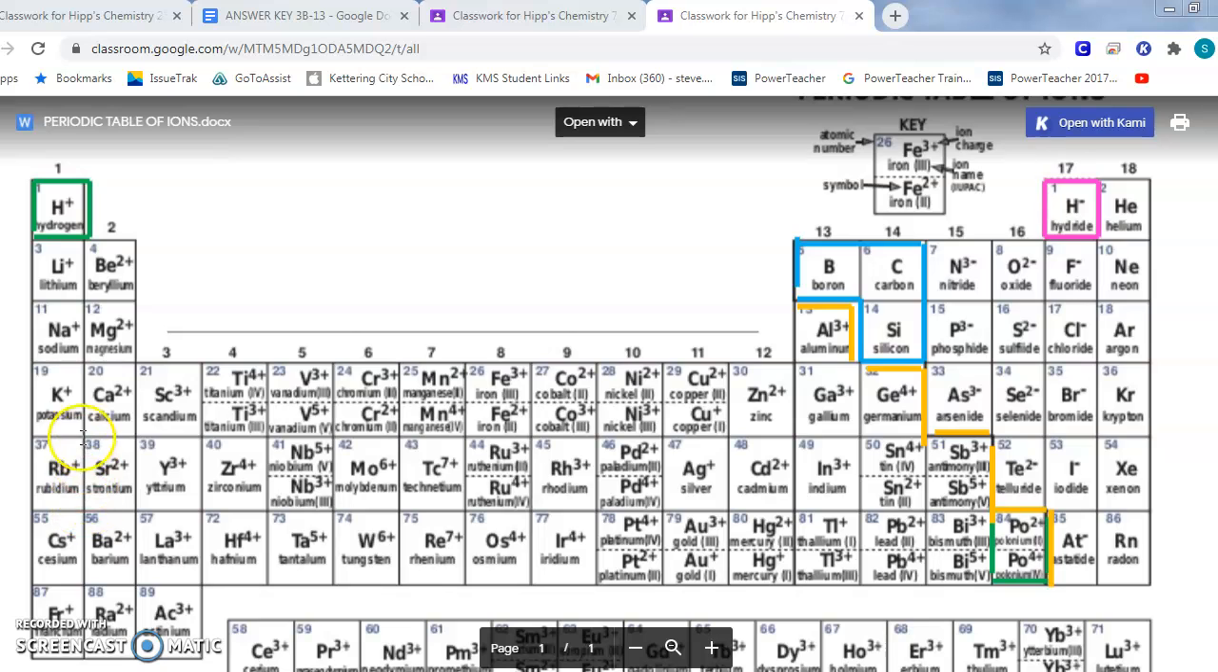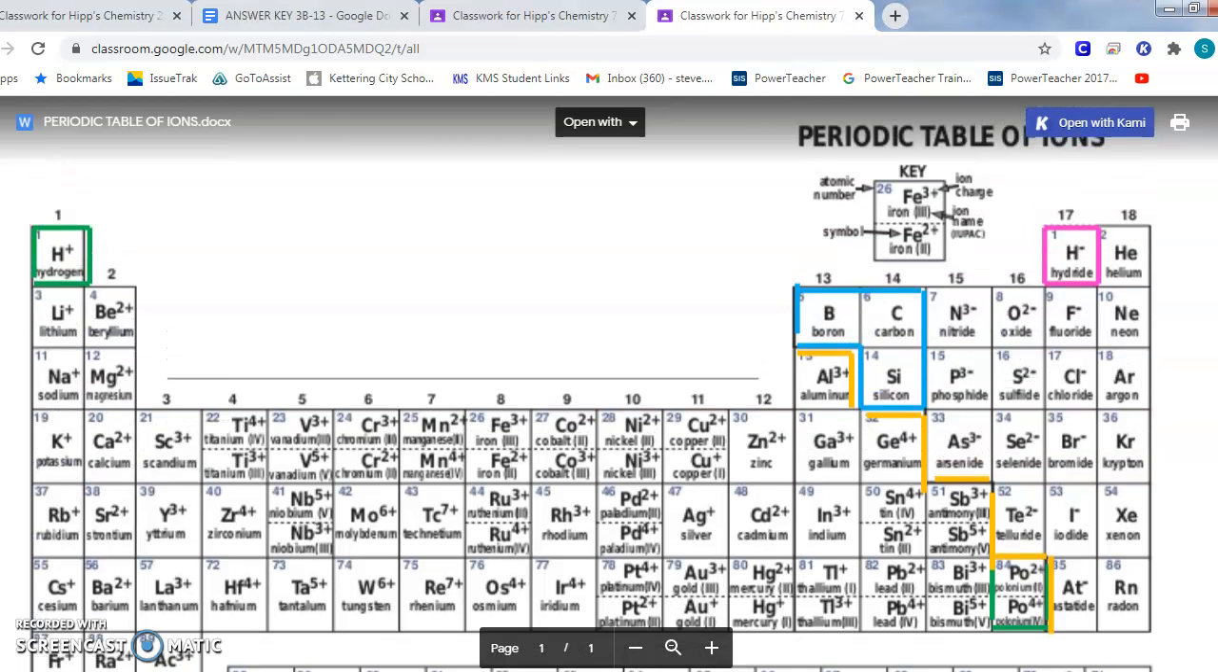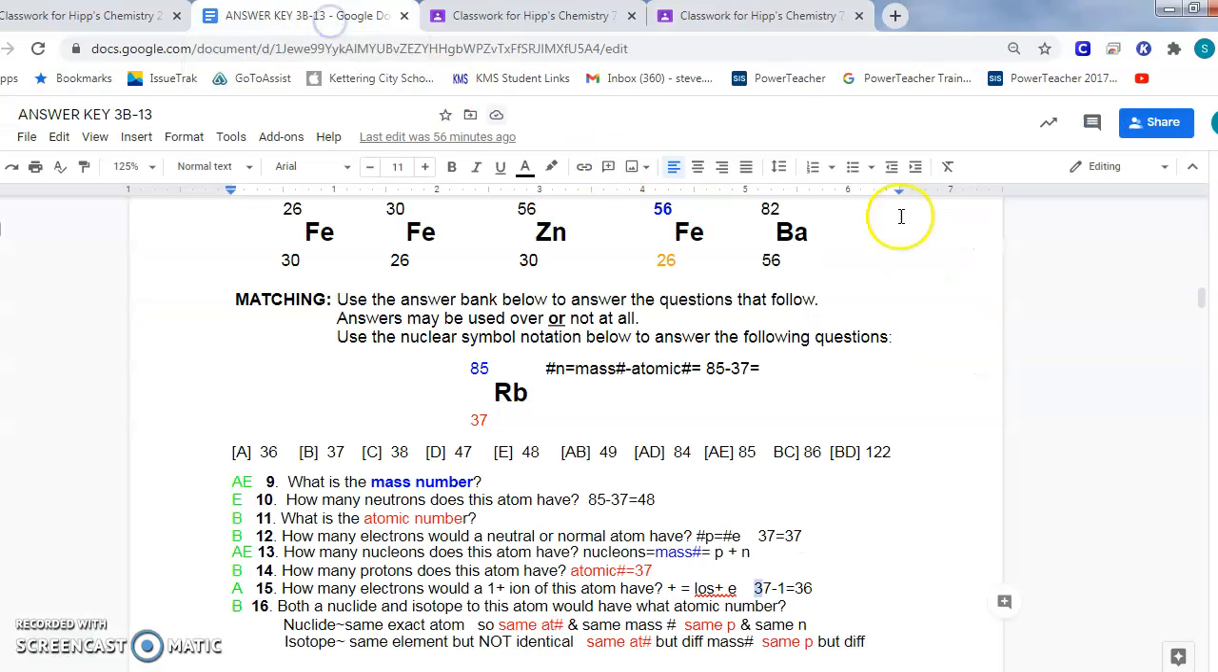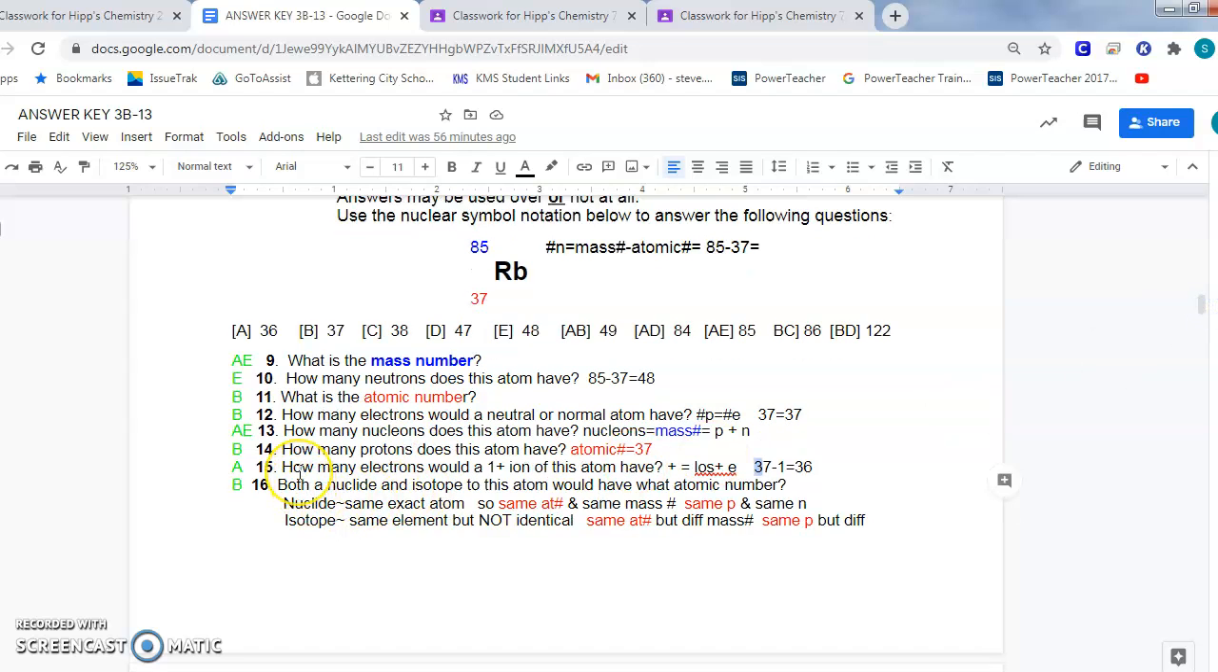Now we're looking at the periodic table of ions. Right here we see rubidium number 37. And in that square it shows us that it wants to be plus. Sometimes they write 1 plus. Sometimes they just write a plus. They mean the same thing. If rubidium loses one, it ends up with the same number of electrons as krypton. It doesn't become krypton. You would have to lose a proton to become krypton. But by losing an electron, it becomes plus 1. And Roman family 1 is characterized as the family that loses 1 electron. All right. That takes care of question number 15.